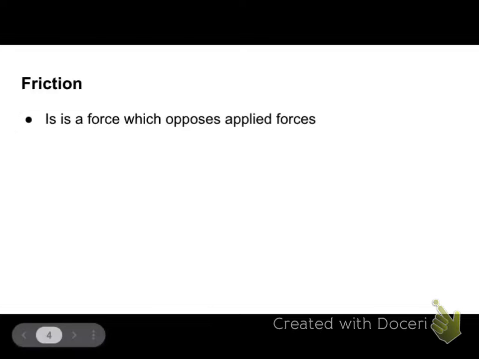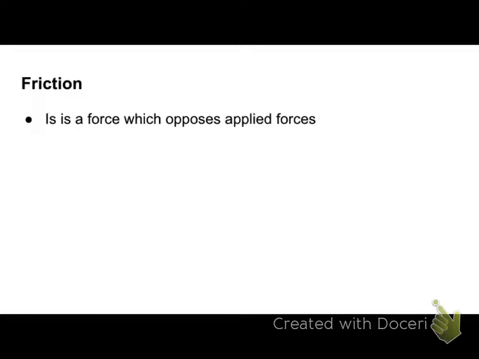Okay. Now let's talk about friction. The first two were short. Friction is a little more complicated. You have experienced friction in your everyday life. You know that friction is constantly working against applied forces.